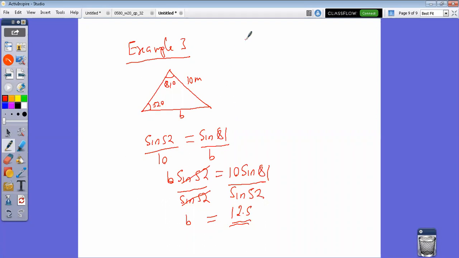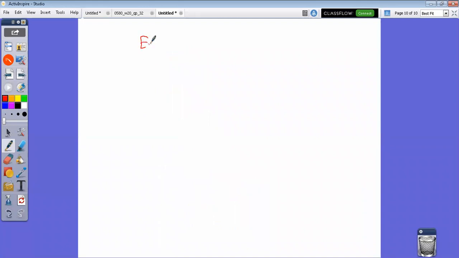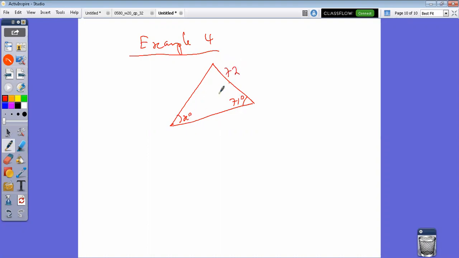Let's look at one last example. Example 4. Okay, like this. Let's say this angle is 71 degrees. This angle here is x degrees, opposite 72, and this is opposite 100.